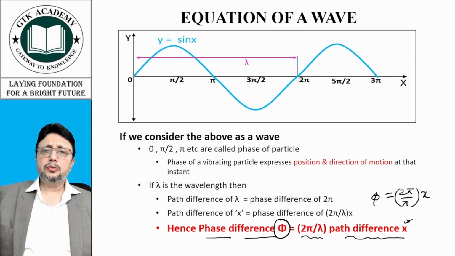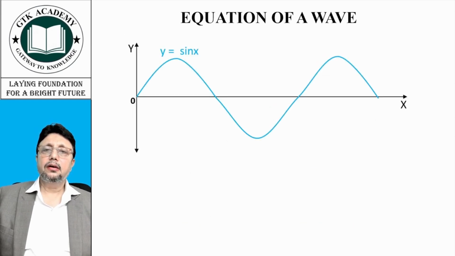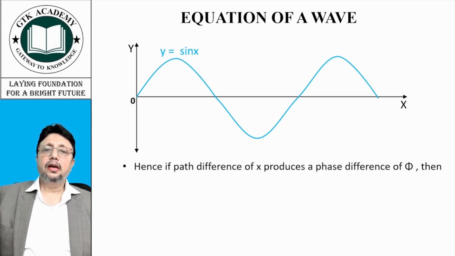Let me again explain to give you more clarity. Suppose this is the wave. If the path difference x produces a phase difference of phi, then phi is equal to 2 pi upon lambda into x. I hope it's clear.